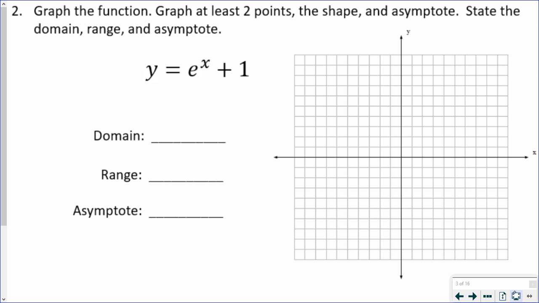You have 1 minute left. Thirty seconds left. So 10 seconds to finish up the problem.